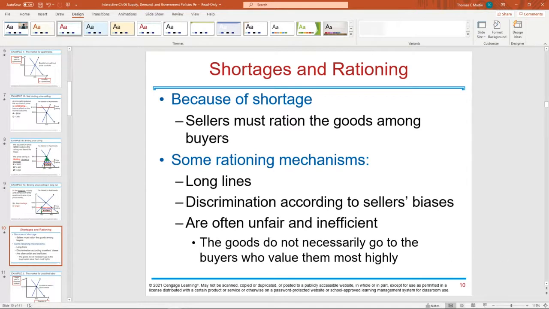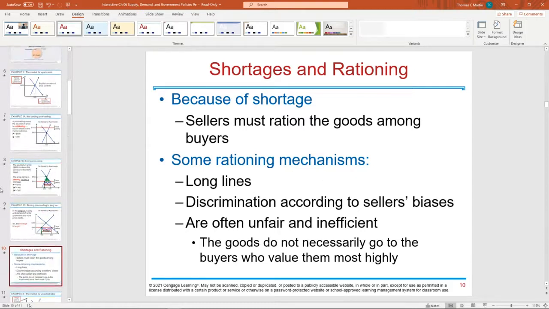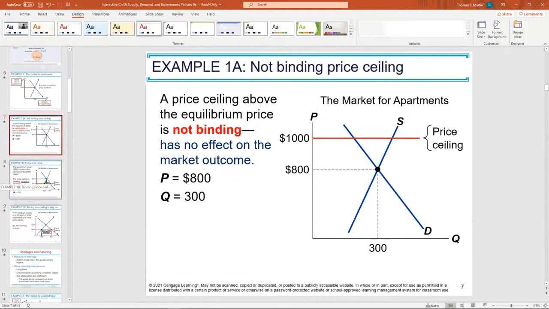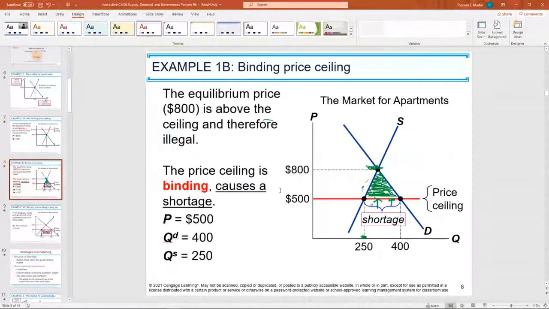Any questions on rent control price ceilings? Like I said, they hold it down. You do have to remember the difference between non-binding and binding. On a price ceiling, if it's above equilibrium, it's not binding. If it's below equilibrium, it is binding. It's preventing the price from going to equilibrium.